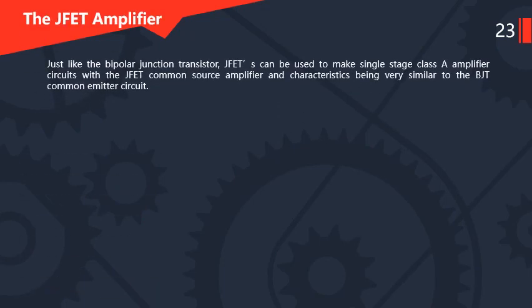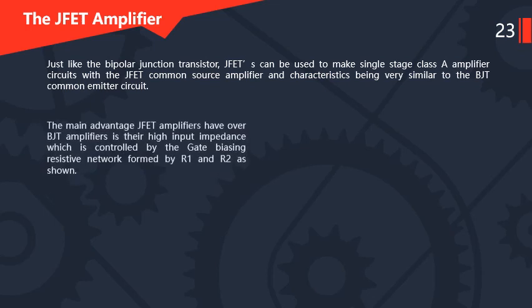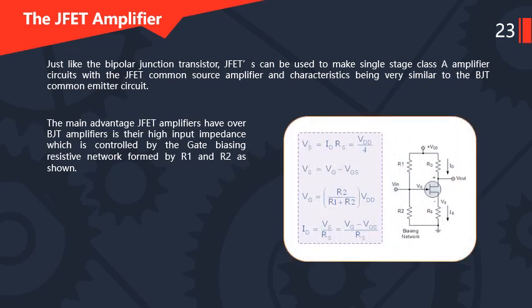Just like a bipolar junction transistor, JFETs can be used to make single stage class A amplifier circuits, with the JFET common source amplifier characteristics being very similar to the BJT common emitter circuits. The main advantage a JFET amplifier has over a BJT amplifier is its high input impedance, which is controlled by the gate biasing resistive network formed by R1 and R2, as shown in the figure.